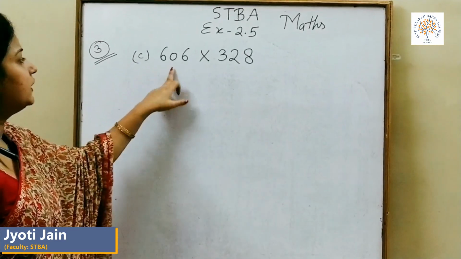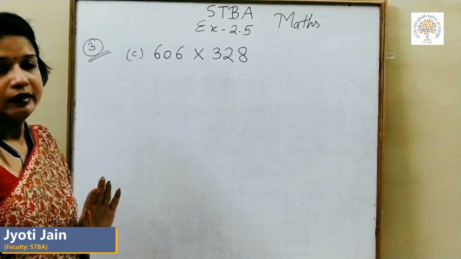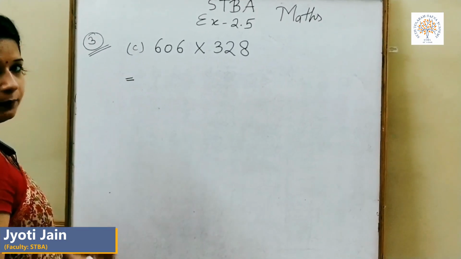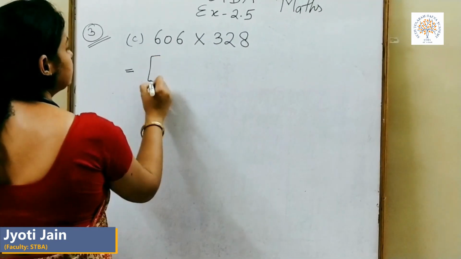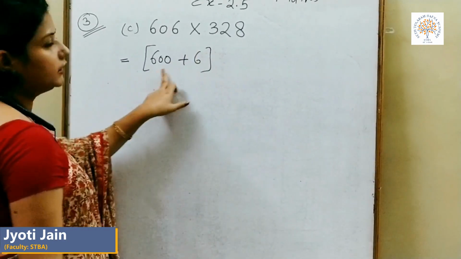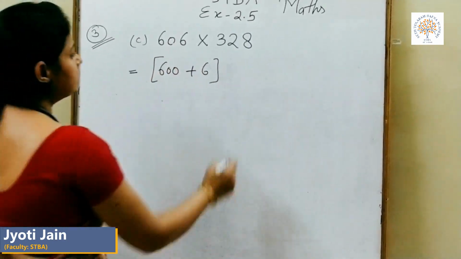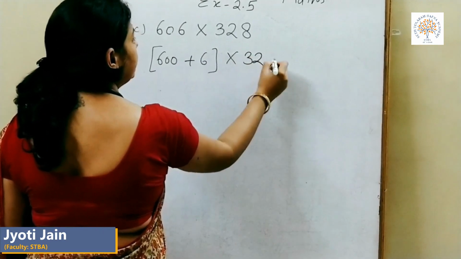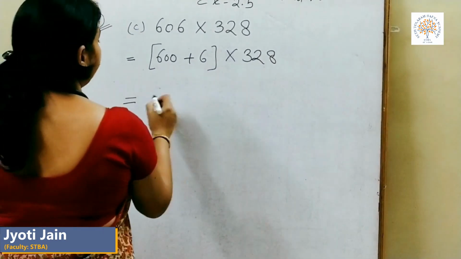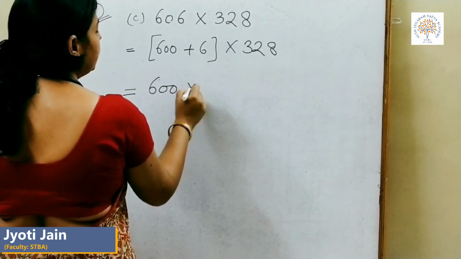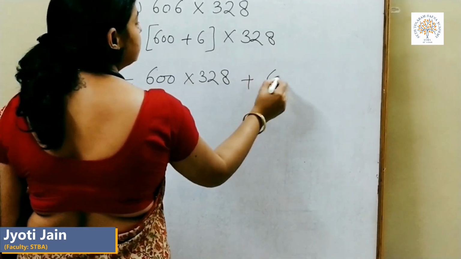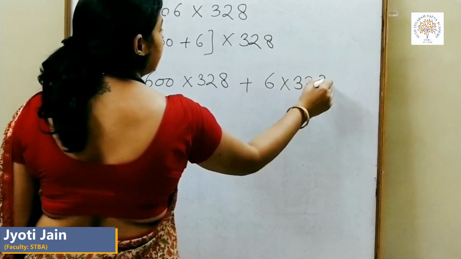Next is 606 multiplied by 328. So in this one again we are using the distributive law here. So 606 can be written as 600 plus 6. 600 plus 6 is equal to 606 and 328 as it is. Now use the distributive property here. So 600 will be multiplied by 328 plus as it is, and then 6 into 328.